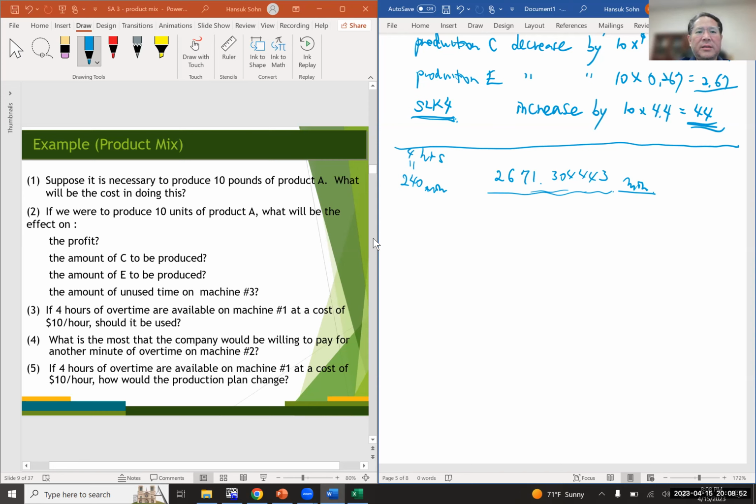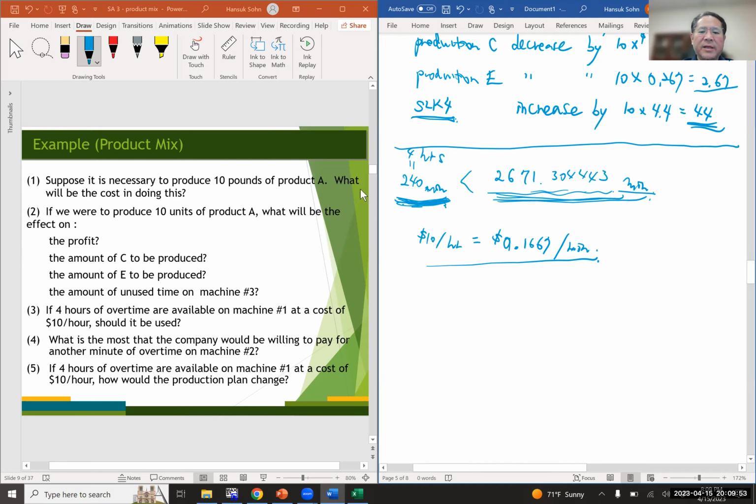And there, $10 per hour. There are 60 minutes per hour, so it's going to be 10 over 60, 1 over 6. How much is that? It's 0.1667 per minute. So those are the identical values. The allowable increase limit is more than 240 minutes, more than 4 hours. So with these 4 hours of overtime, the current dual price for row number 2 is still valid.